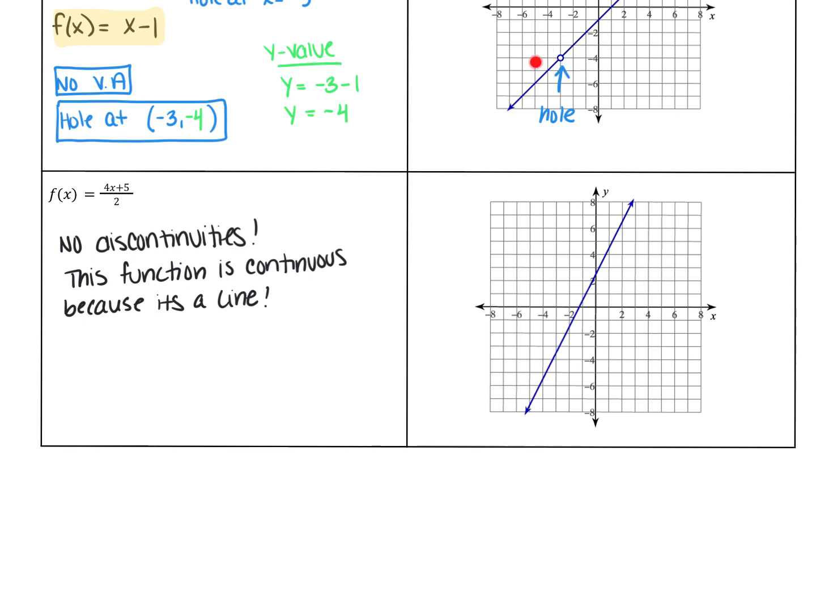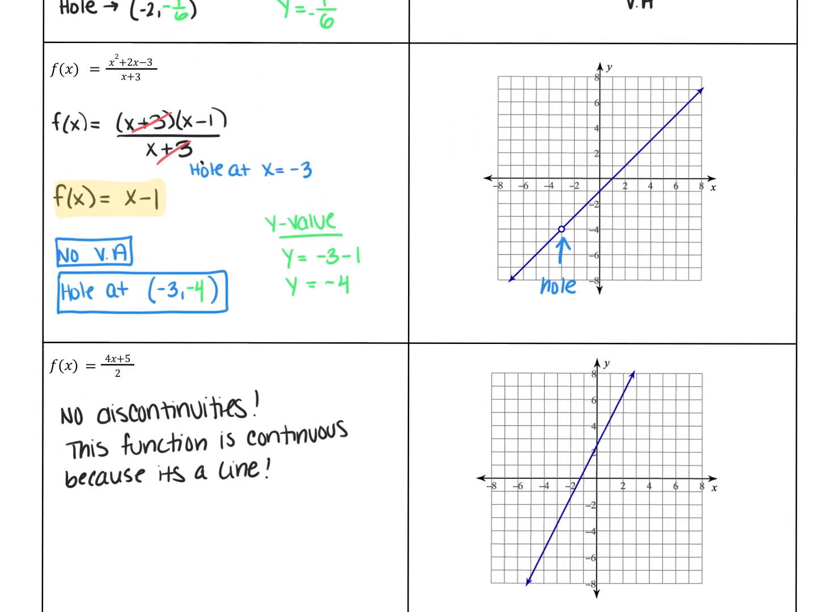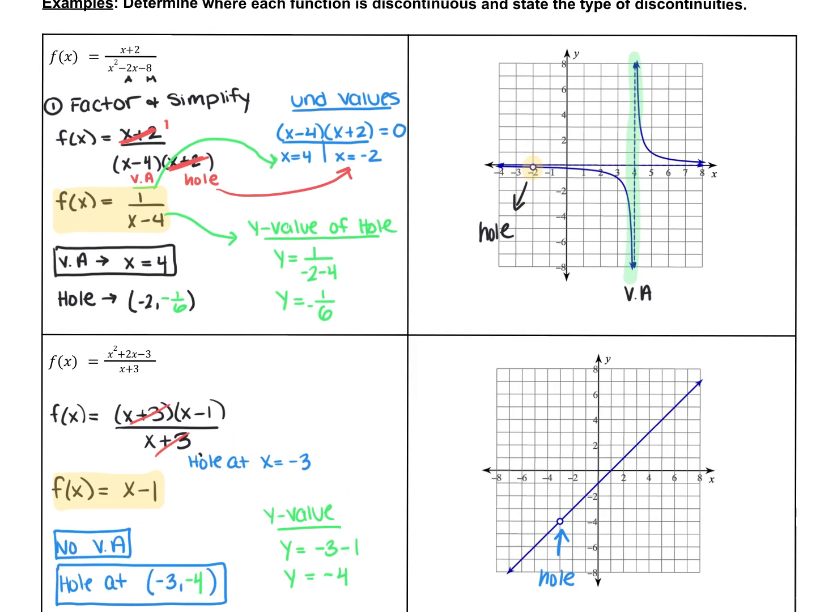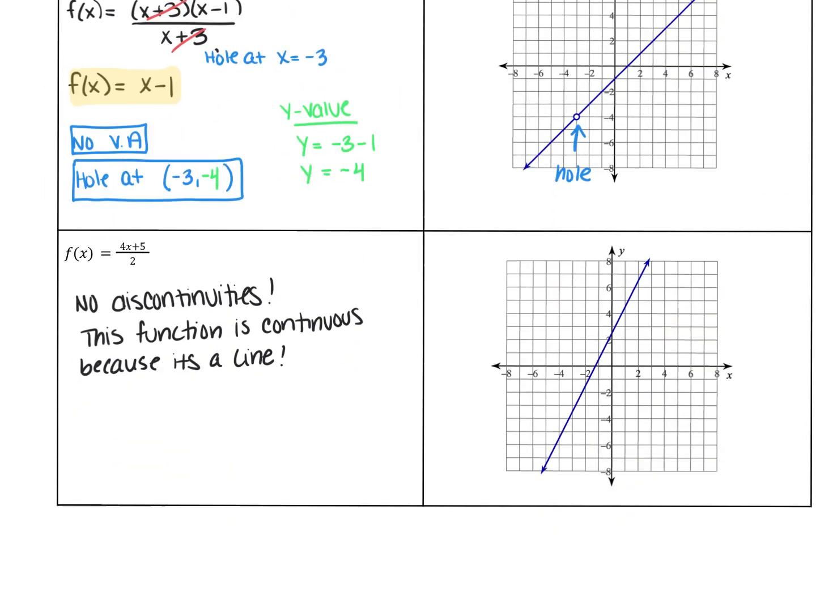The reason why we're getting a hole in the second example is because we have a rational function, rational meaning fraction. The reason why we have a hole and a vertical asymptote in the first problem is because it's a rational function. If we have a fraction, there's a possibility for there to be these holes and asymptotes.